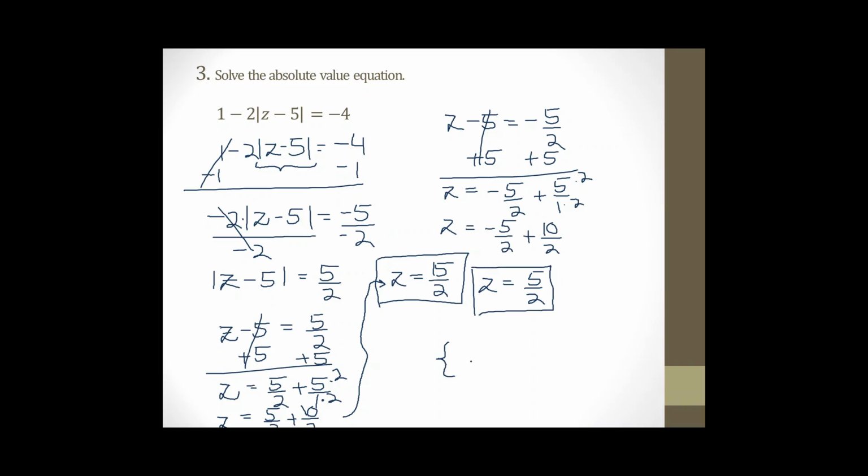Usually you write your solutions to an absolute value equation like that. Make sure you write the smallest fraction or smallest integer first. In this case, the smaller of the two fractions would be 5/2 and then 15/2.